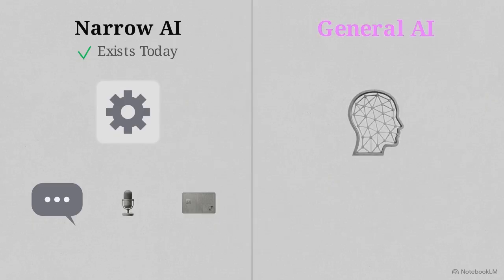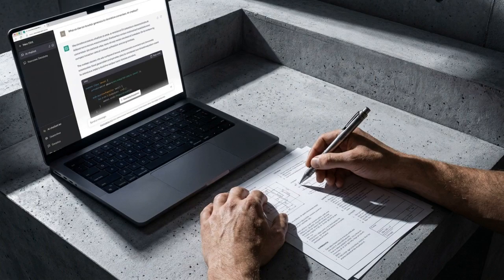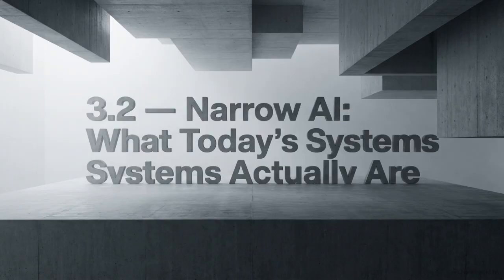On the other side is general AI. This is a hypothetical system that could handle any intellectual task a human can and adapt to new situations entirely on its own. There are no current examples of this technology. It does not exist today. Identifying which category applies is the first step. 3.2. Narrow AI, what today's systems actually are.